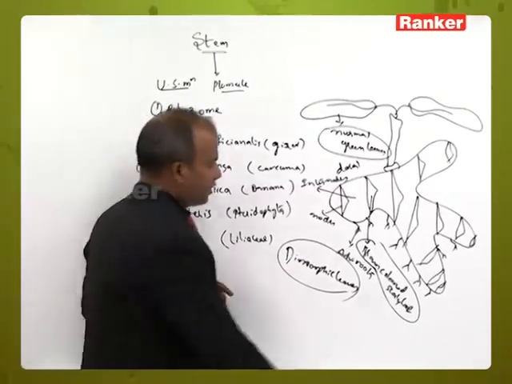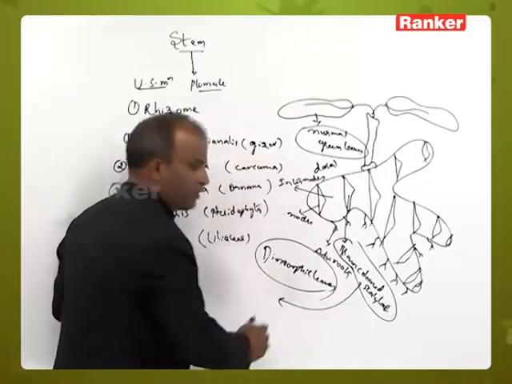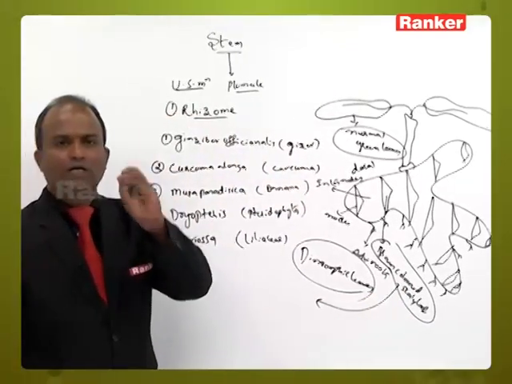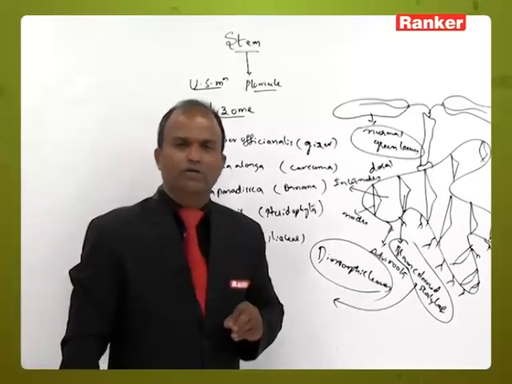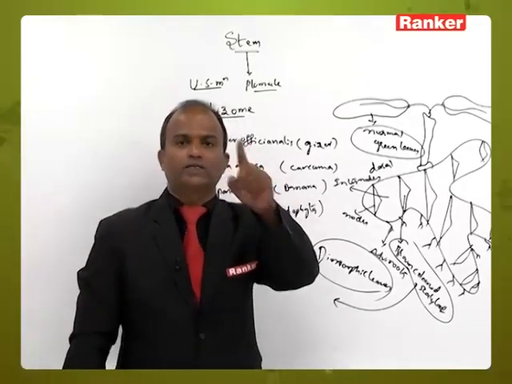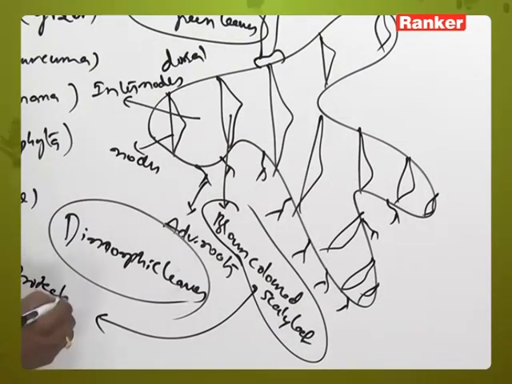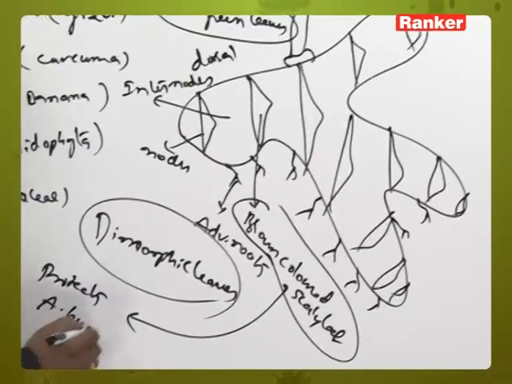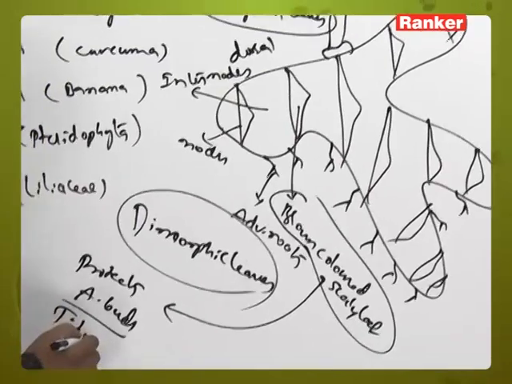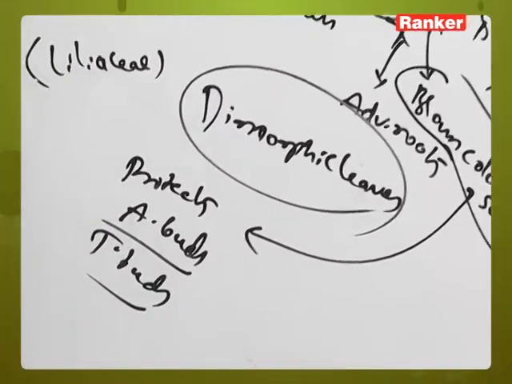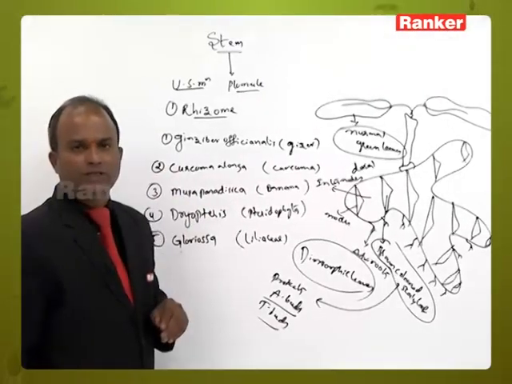And what is the function of this brown colored scaly leaf? The function of the brown colored scaly leaf is that it protects axillary buds and terminal buds.